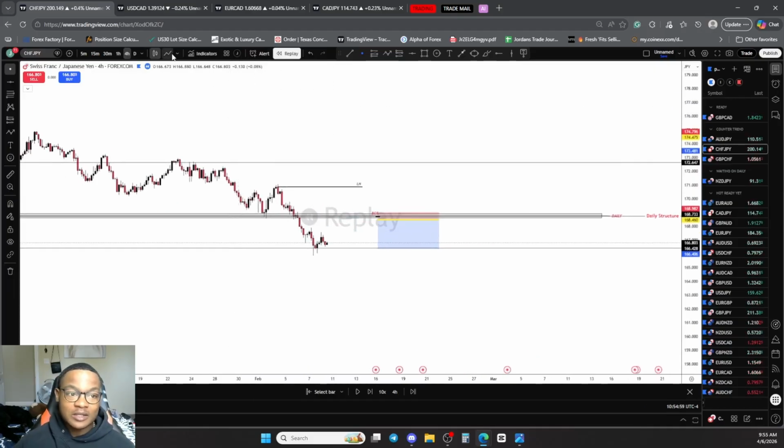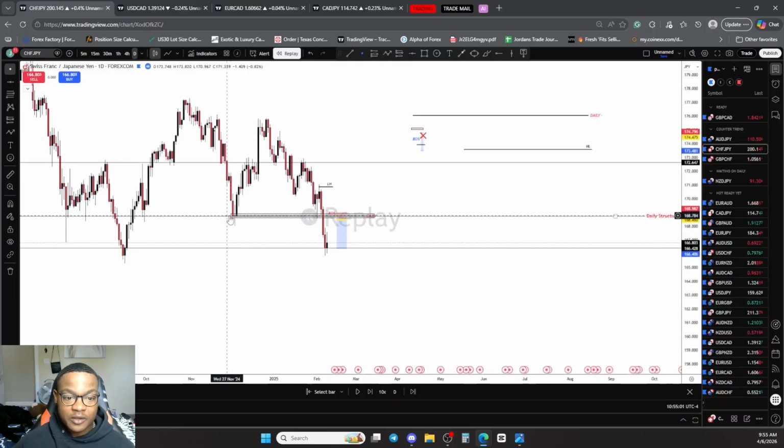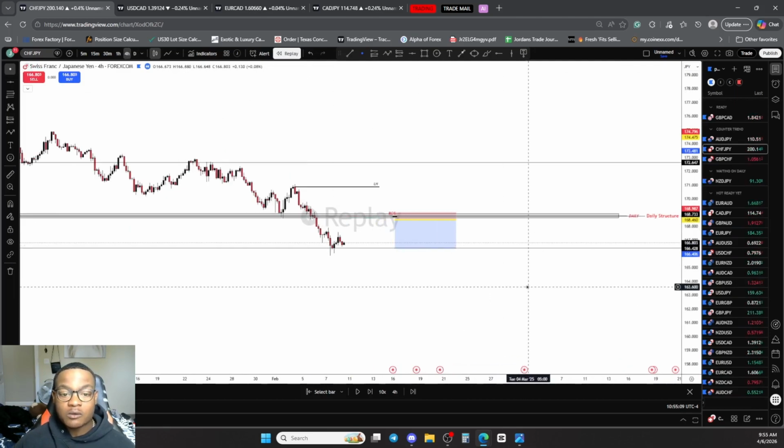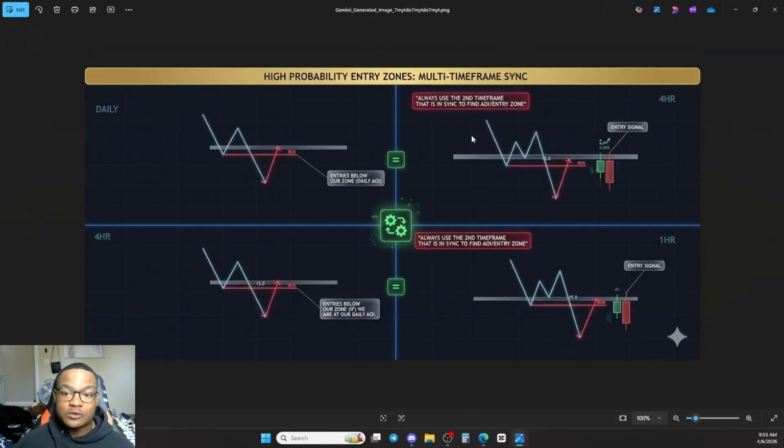So now we identified the recent break on the daily time frame being here, which is then marked off as daily structure, right? And now how do I identify my entry points in the market? Where do I find it? Well, I know that the daily and the 4 hour are in sync. Like we know, if the daily and the 4 hour are in sync, what are we using? The secondary time frame to find our entry zone, which will be the 4 hour time frame.